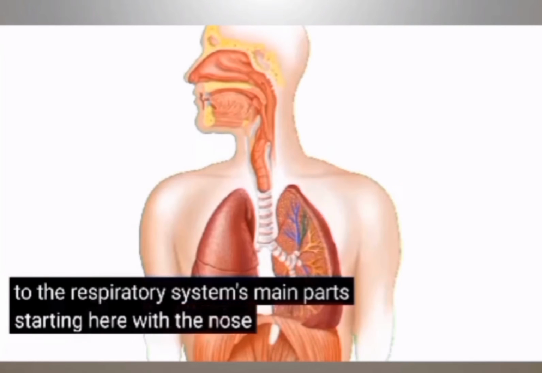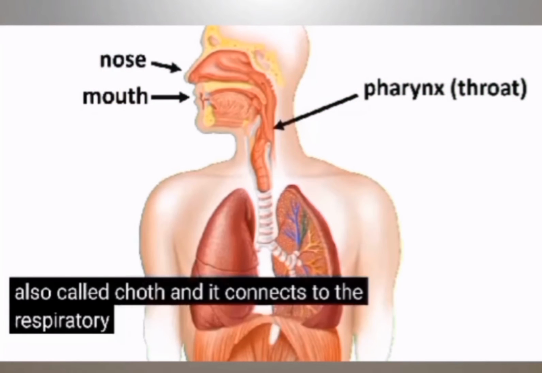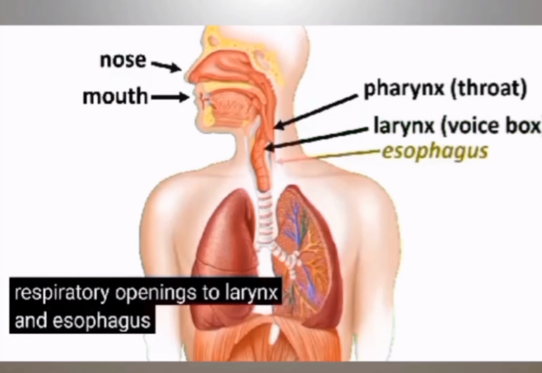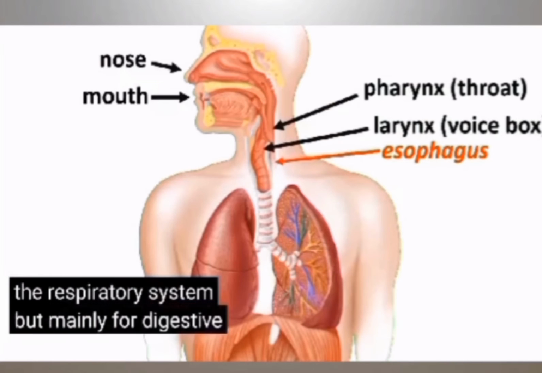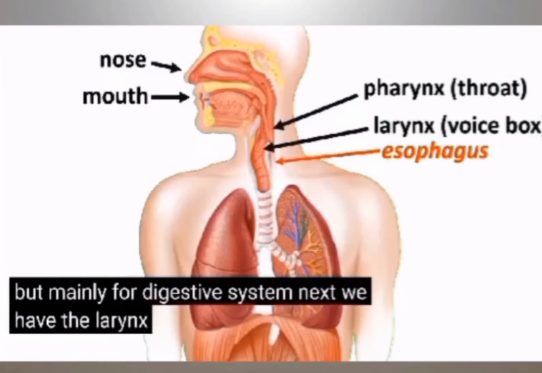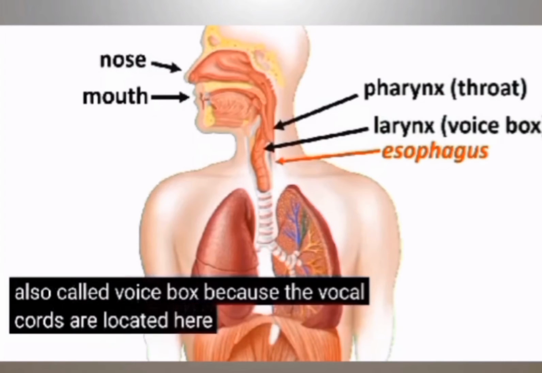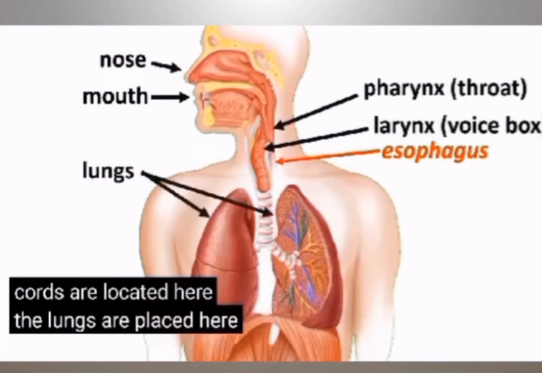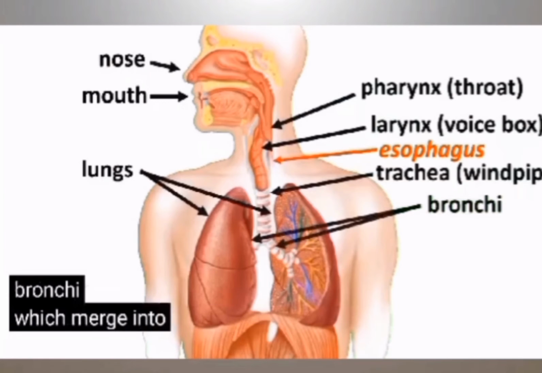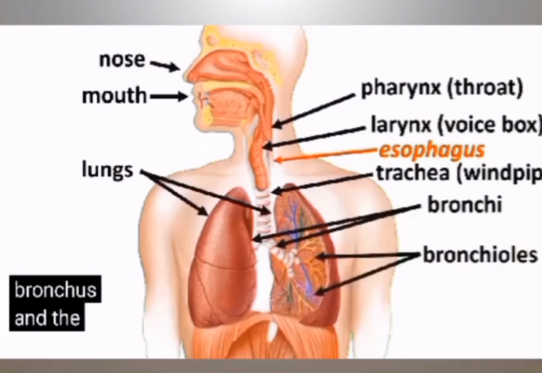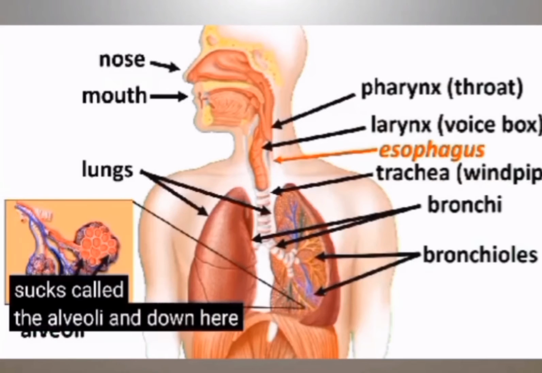Starting here with the nose and mouth, the pharynx is also here, called the throat, and it connects to the respiratory openings, the larynx and esophagus. The esophagus is not part of the respiratory system but mainly of the digestive system. Next, we have the larynx, also called the voice box, because the vocal cords are located here. The lungs are placed here, the trachea, also called the windpipe, connects to the bronchi which merge into smaller tubes called bronchioles. And the bronchioles connect to tiny air sacs called the alveoli, and down here is the diaphragm.